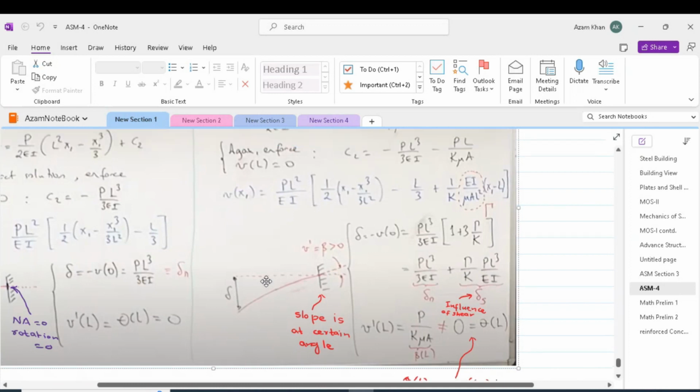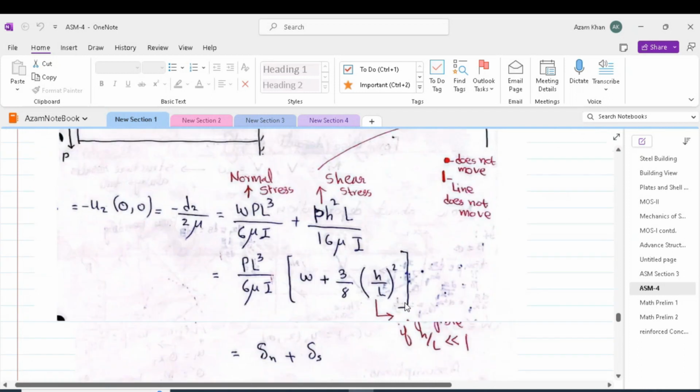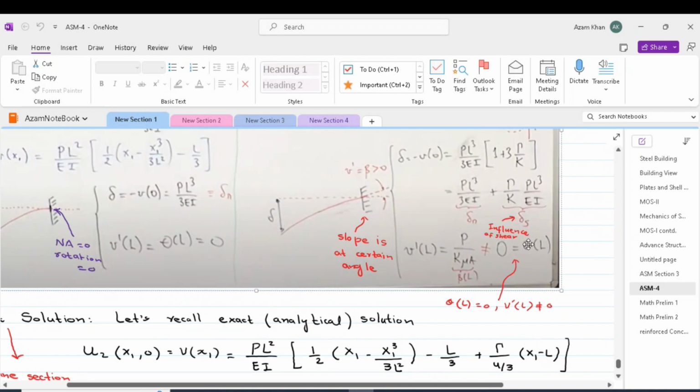So this is similar to our analytical equation which we derived in the case of the cantilever beam. We had a contribution of bending, and then we have a contribution of shear. So the same thing is true in this case.